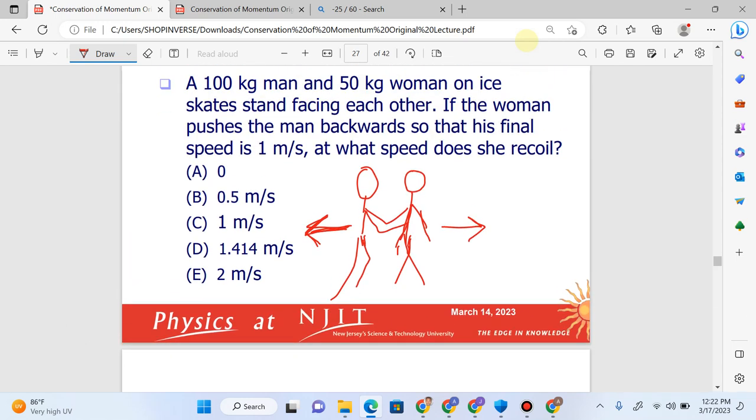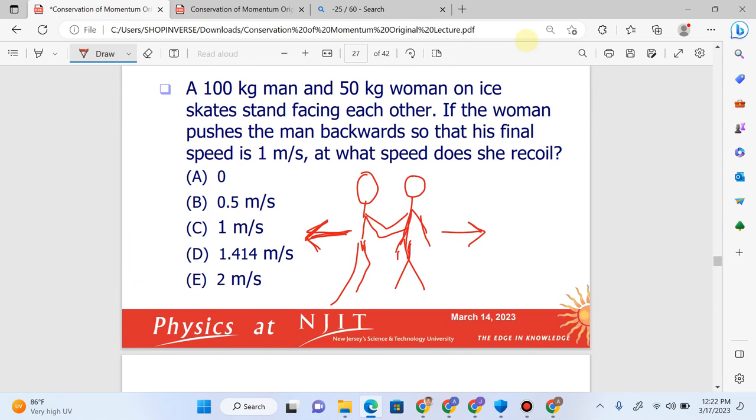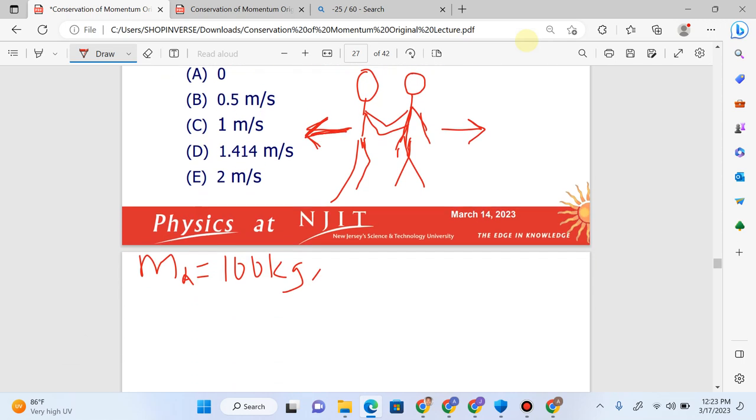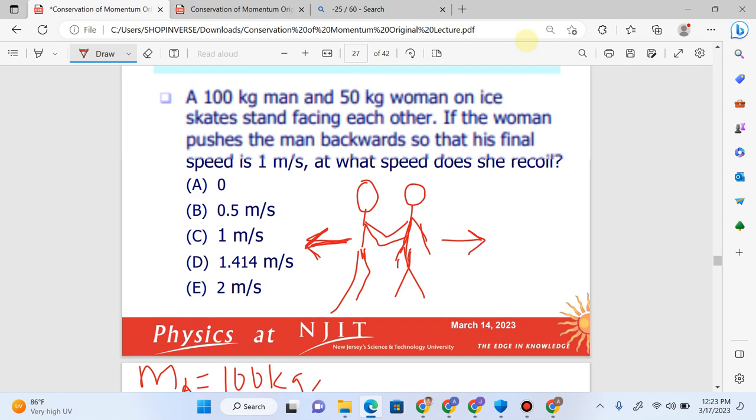Let's list out the variables we have. A 100 kilogram man means the mass of the man is 100 kilogram. Let's call the woman B. Mass of the woman is 50 kilogram. What about the initial speed?